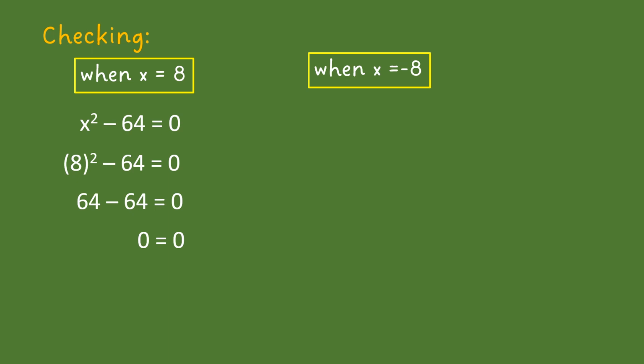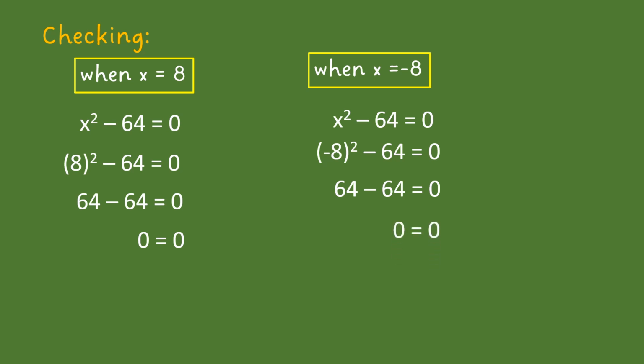When x is equal to negative 8, the same as in the first, we are going to substitute negative 8 into x. So the quantity negative 8 squared minus 64 equal to 0. So that would be 64 minus 64 equal to 0, and 0 is equal to 0. Check. Our values for x are correct, or will make our equation true.